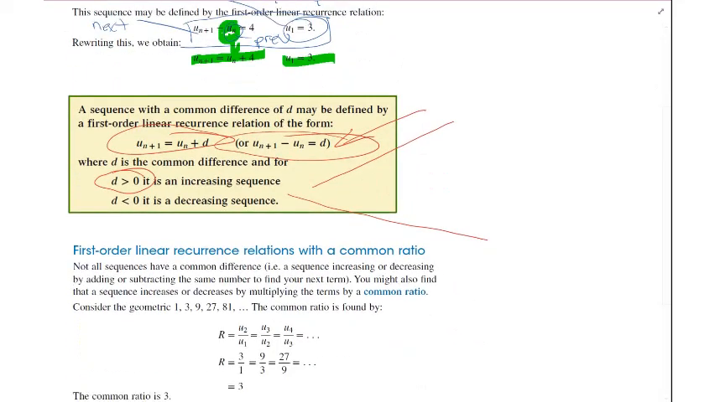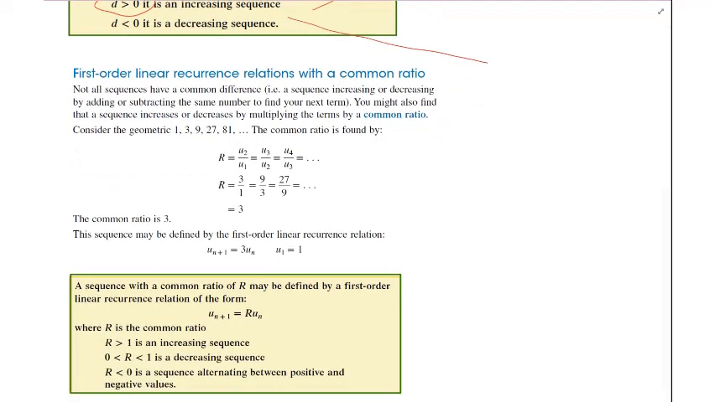All right, so what we're looking at here, you can see that the common difference arises. It's a sequence increasing or decreasing by adding or subtracting the same number. Sometimes it doesn't happen like that. Sometimes it increases or decreases by multiplying the term by a common ratio. So in this example, there's this geometric version here.